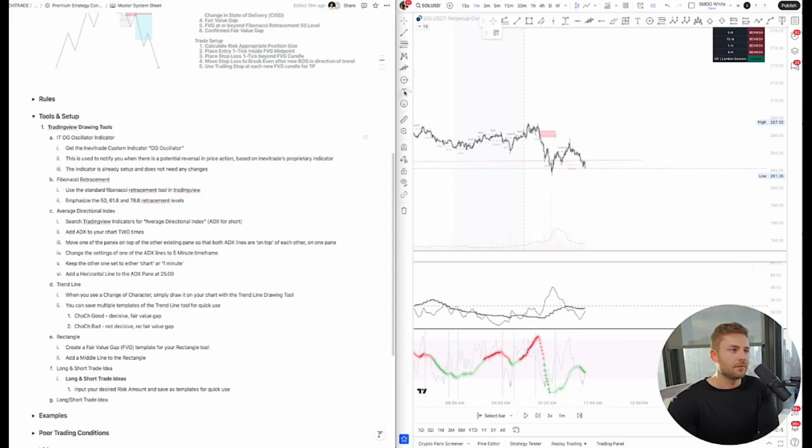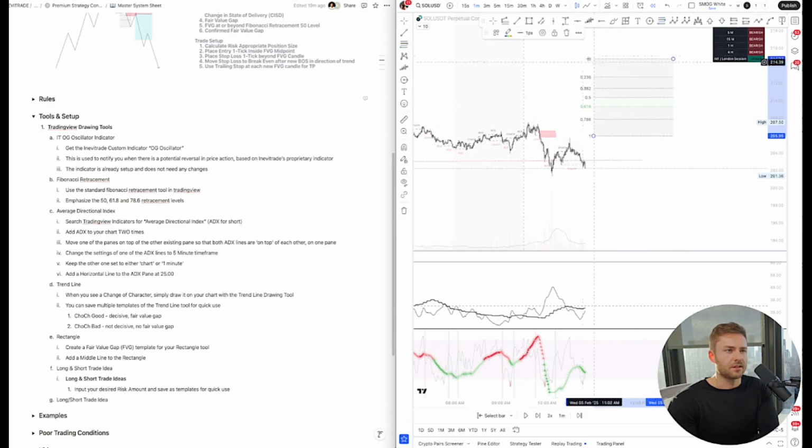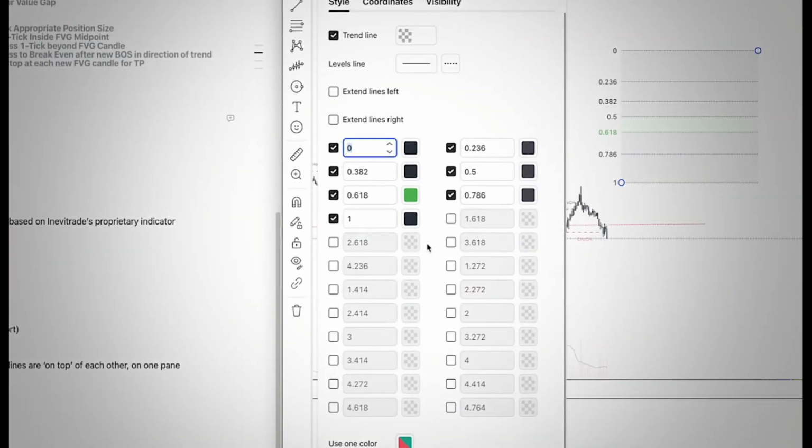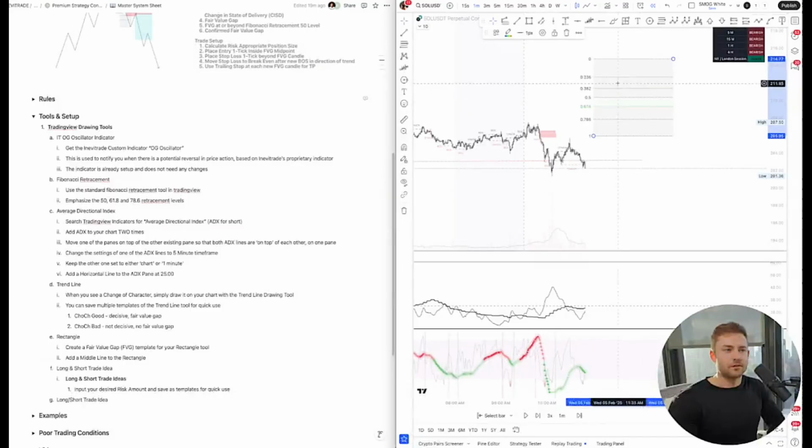We're going to need a regular Fibonacci retracement, which on TradingView you can find right here as your Fib retracement. If you're looking for the specific settings, you're going to need the 0.236 level, 0.382, 0.5, 0.618, 0.786, and the 1 level. Just a regular Fibonacci retracement will do.